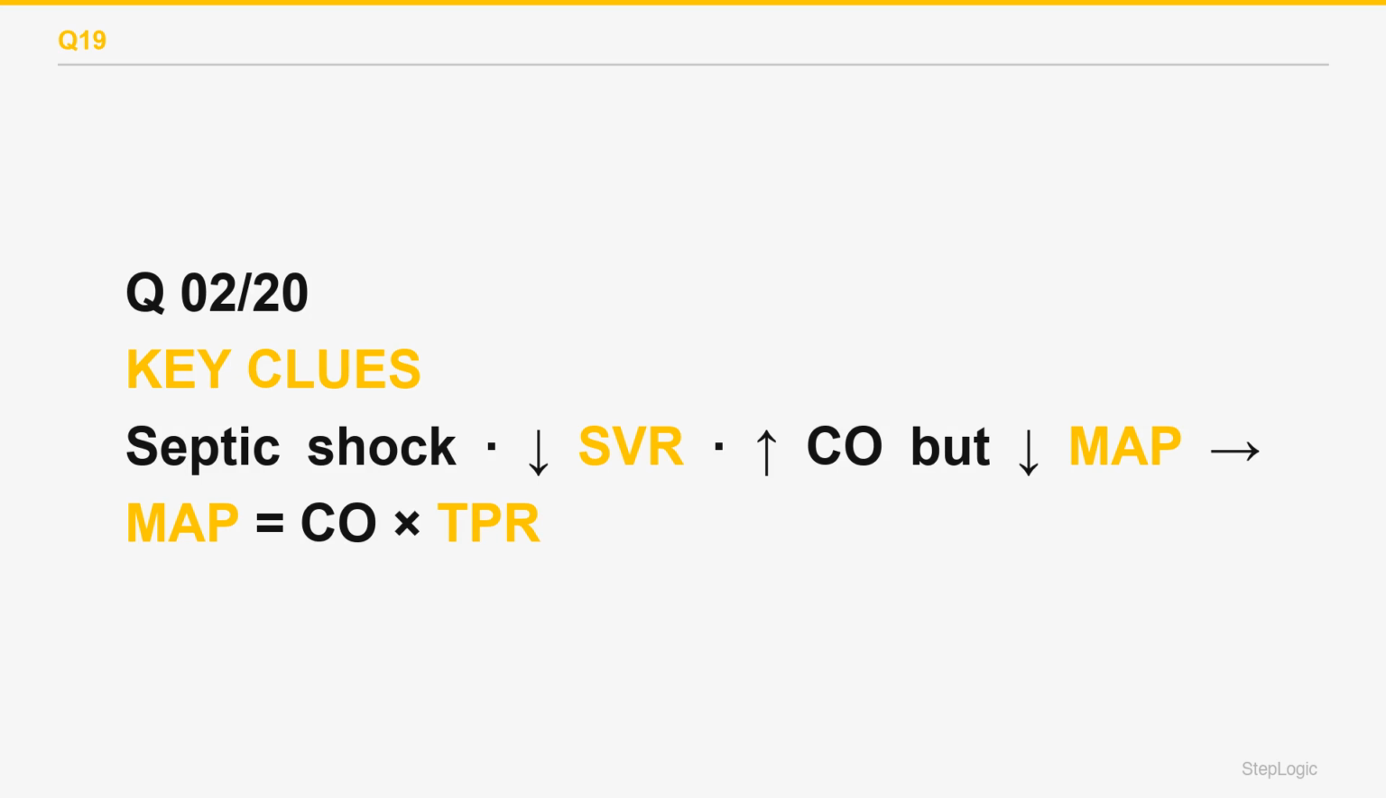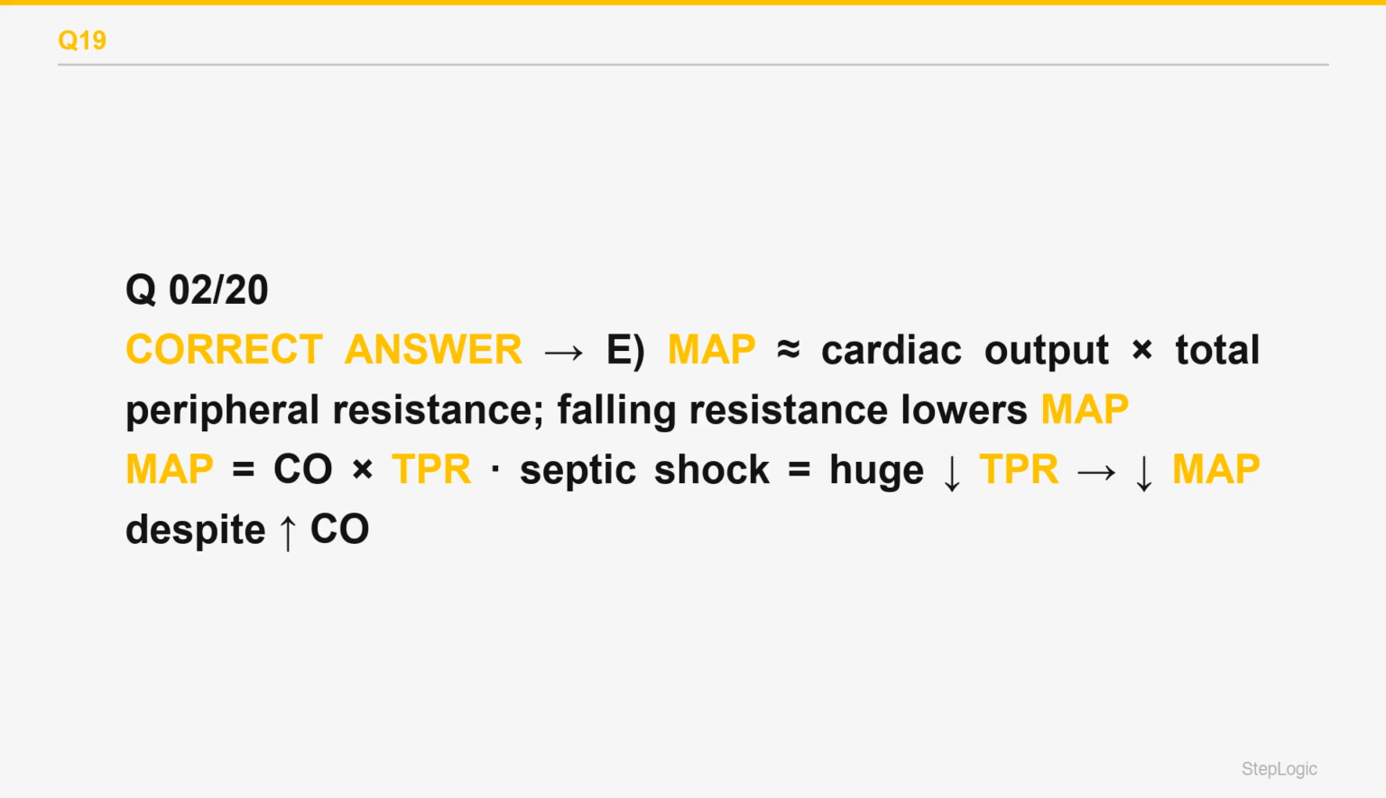Barriers cause massive vasodilation, so total peripheral resistance falls dramatically. Even though the body compensates with an increased cardiac output, the warm, hyperdynamic shock, the drop in resistance is so large that the product, and thus the MAP, still falls, causing hypotension. The correct answer is E.